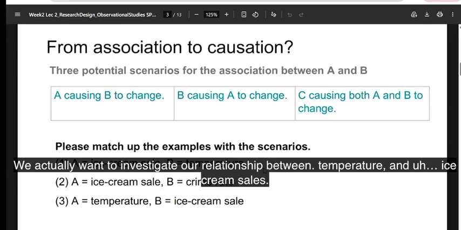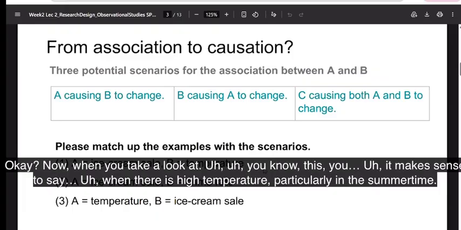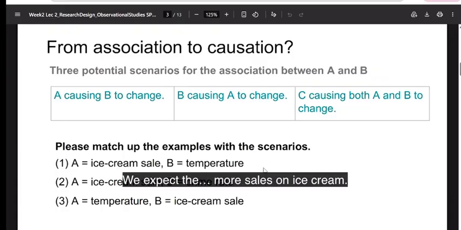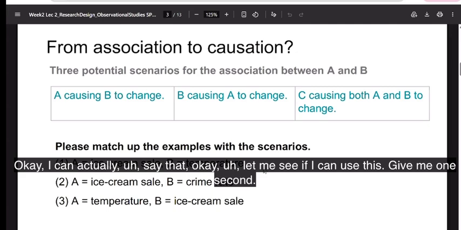We actually want to investigate a relationship between temperature and ice cream sales. Now, it makes sense to say when there is high temperature, particularly in the summertime, we expect more sales of ice cream. So if you look at scenario number one, I can actually say that.